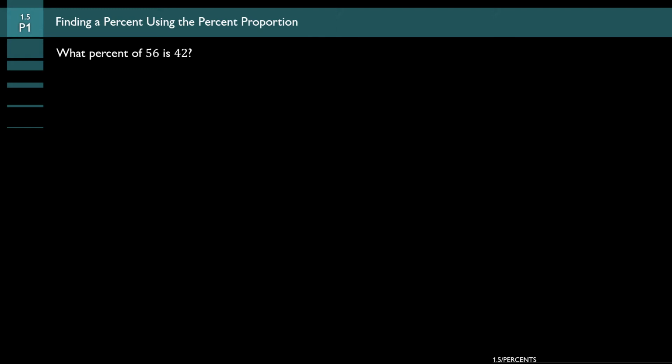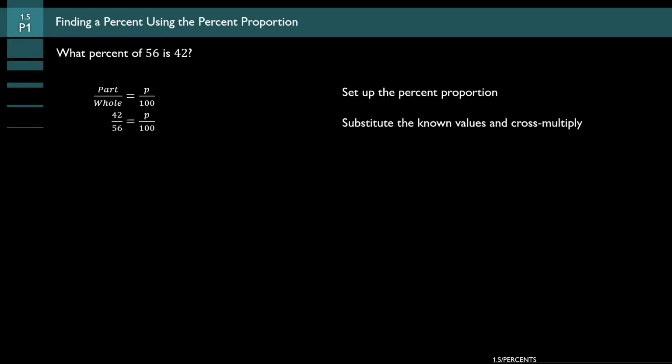When you're setting up your proportion, again, remember that a proportion is two fractions, and that first fraction is going to be the part over the whole. Then it's going to be set equal to p over 100. And that second part, the p over 100, is always going to be set up that way. So which is our part and which is our whole? What percent of 56 is 42? 56 is going to be the whole, and 42 is going to be the part.